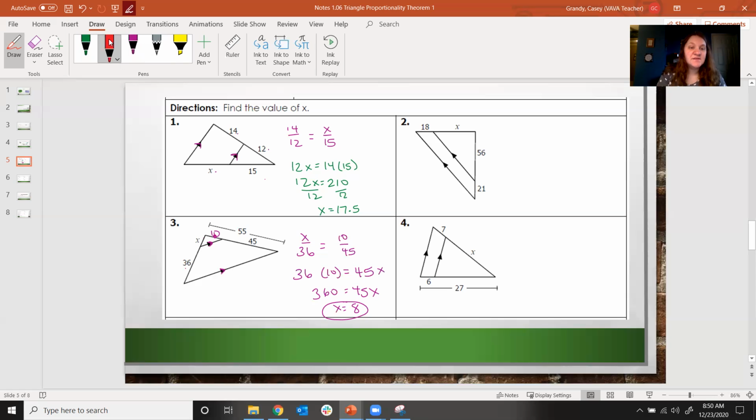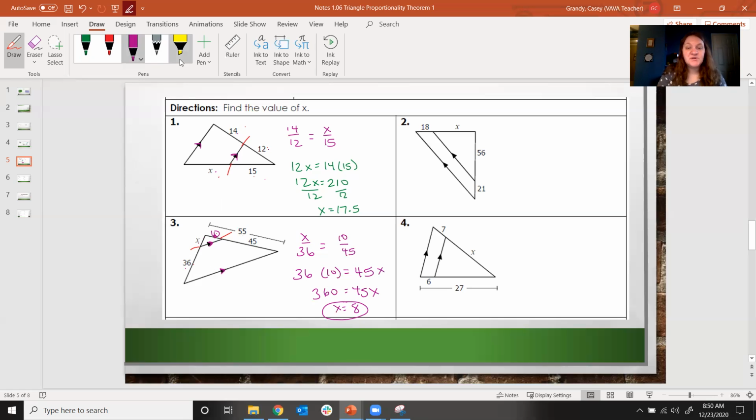Some students like to think of this parallel line as like a fraction bar, if it were to continue out, x over 36, 10 over 45, or if a fraction bar was here, say 14 over 12 and x over 15. If that helps you visualize it, it's fine. You're definitely allowed to use it. If it doesn't, then it doesn't, and you can set it up how we just learned.